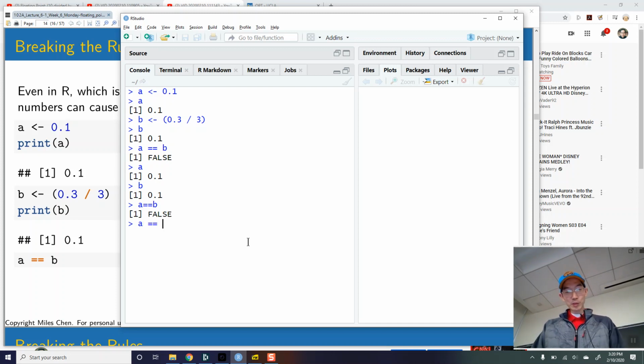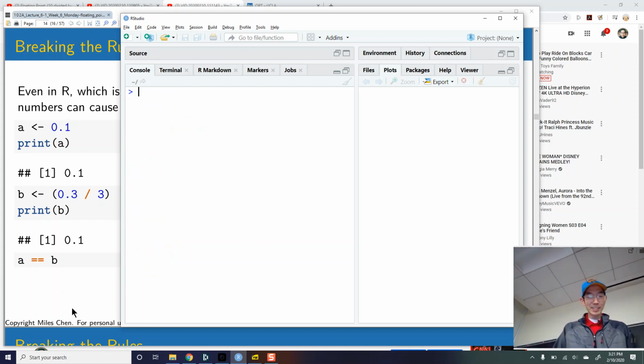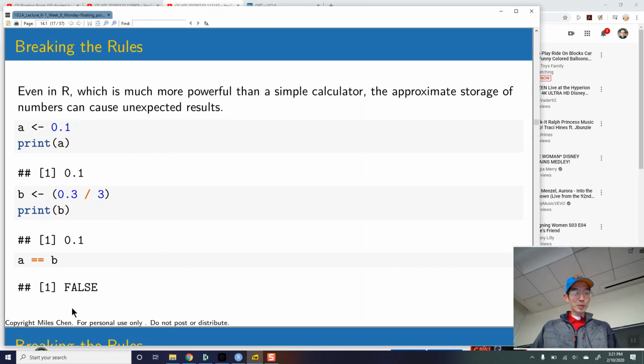Is A equal to 0.1? Yes, that's true. Is B equal to 0.1? That's false, but what is B? B is 0.1, right? And we're like, what's going on, right? So it feels like, okay, so it comes back false, right?